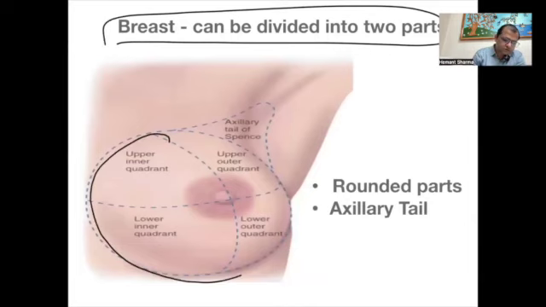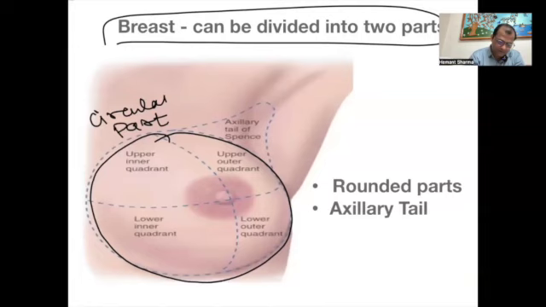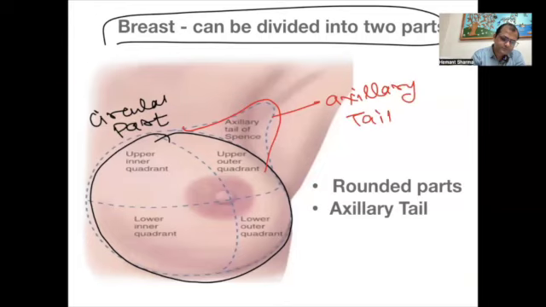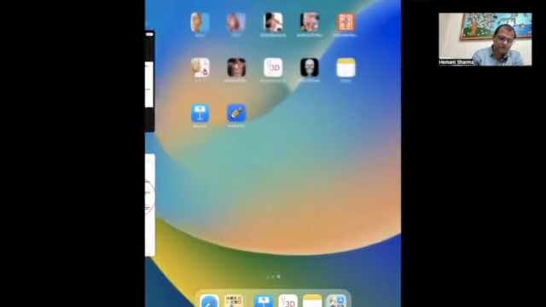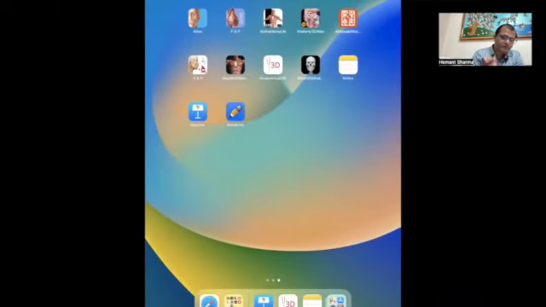So the breast can be divided into 2 parts. Number 1, this is called the circular part of the breast. 那乳腺分成2部分，这个就是我们的乳房。And another part is called the axillary tail, because it goes into the axilla. 另外就是腋下的腺体组织。So if you look at the breast, it starts from the central line, from the sternum, and it goes till the axillary line.